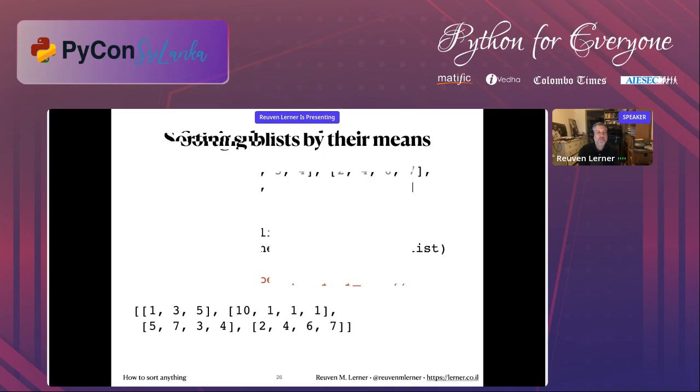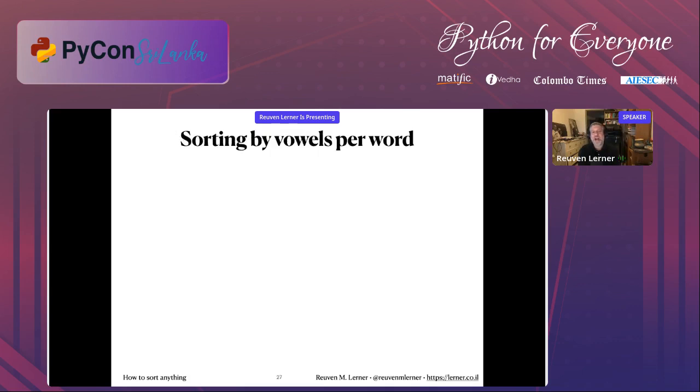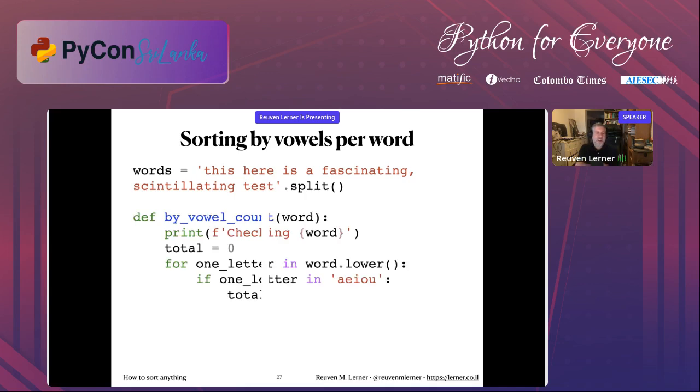Let's do something more sophisticated. I'm going to sort by the number of vowels per word. So let's say I have words equals, "this here is a fascinating, scintillating test." And I want to sort these words by the number of vowels in each word. Well, how am I going to do that? Well, I'm going to define a new function, def by_vowel_count. And you're starting to see that these key functions can be increasingly sophisticated. So def by_vowel_count takes one word. Remember, it's going to be invoked once per element in words.